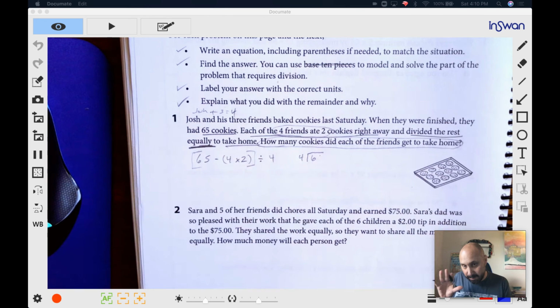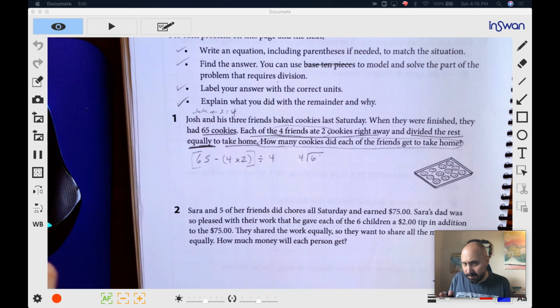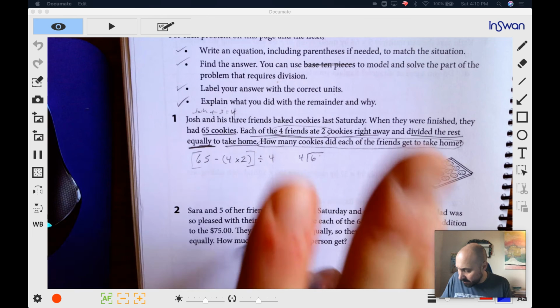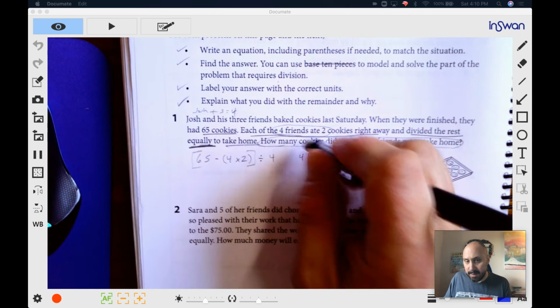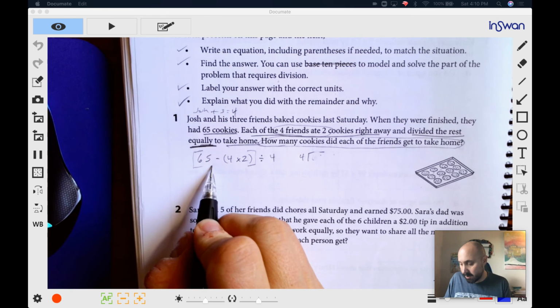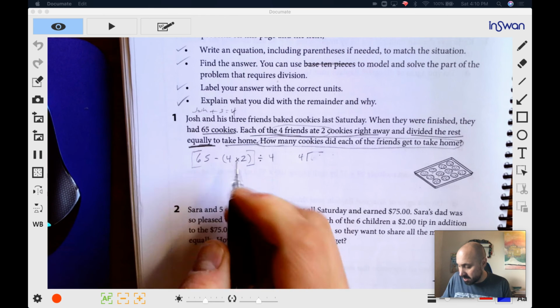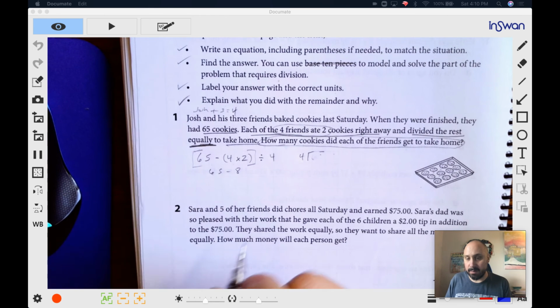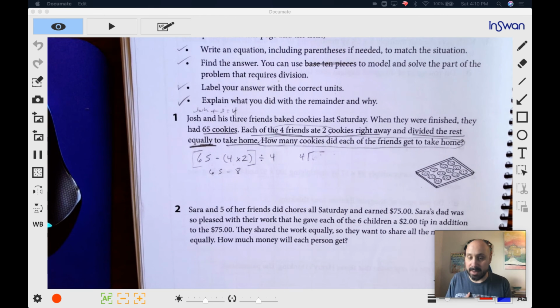Oh, before I put my number in here, I totally forgot. You guys probably caught that. I'm not dividing by 65. I'm dividing by 65 minus this number here, which is 8. So I have to take away those 8. They don't exist anymore. They're in those kids' tummies.